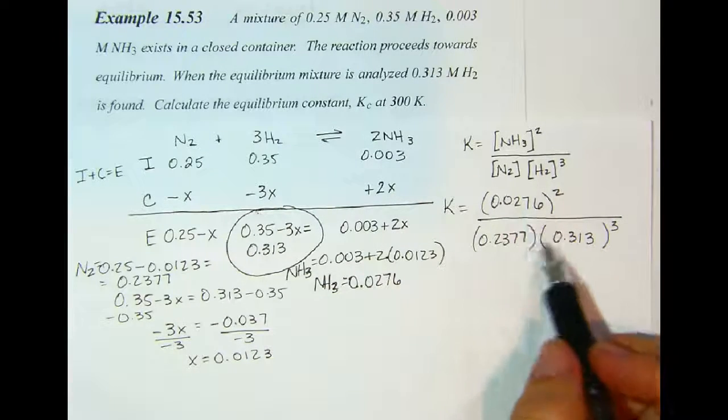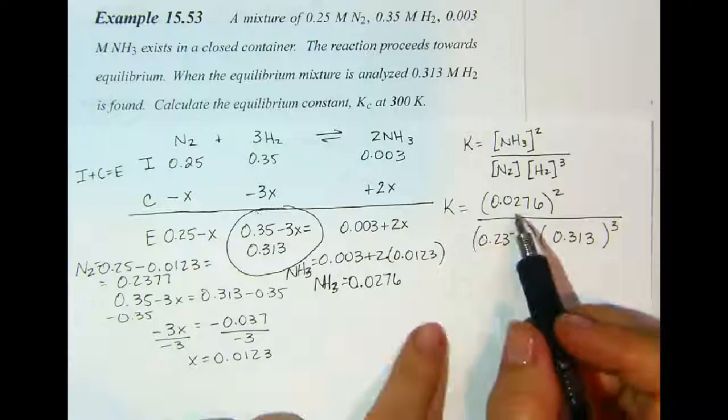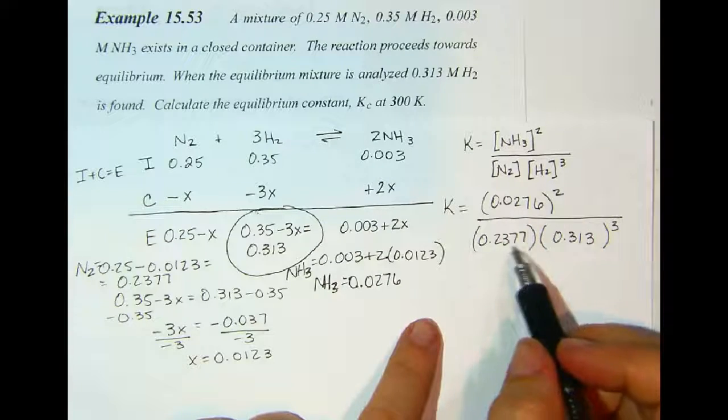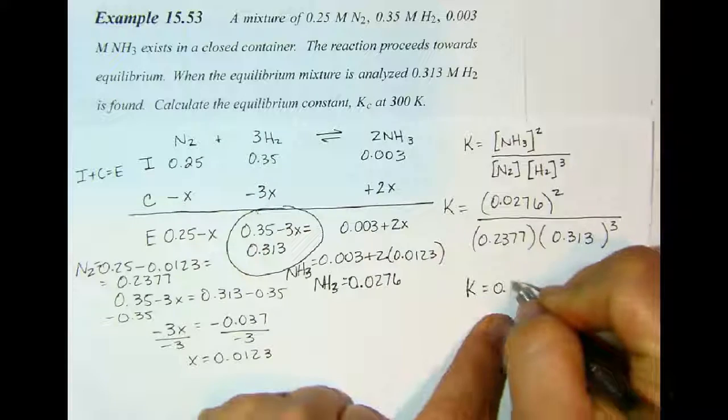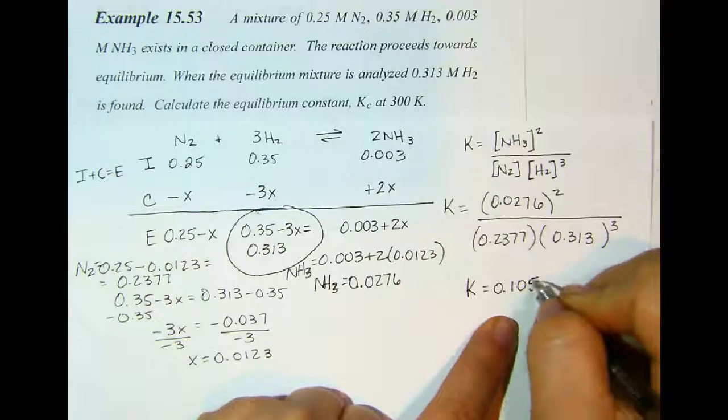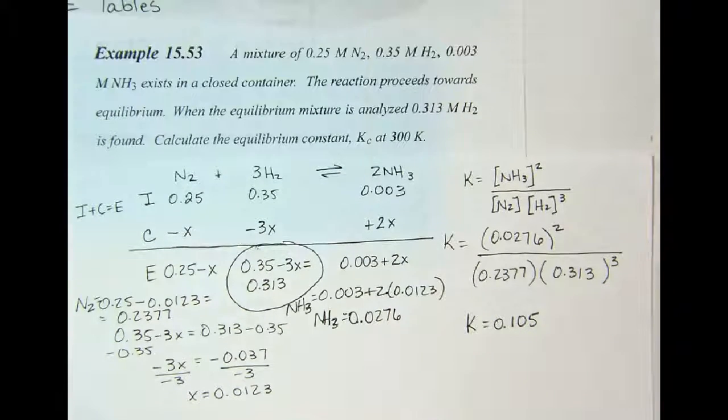Now I can do this math in order to find K, and when you multiply this squared divided by this cubed, you get K is equal to 0.105, and that is the equilibrium constant.